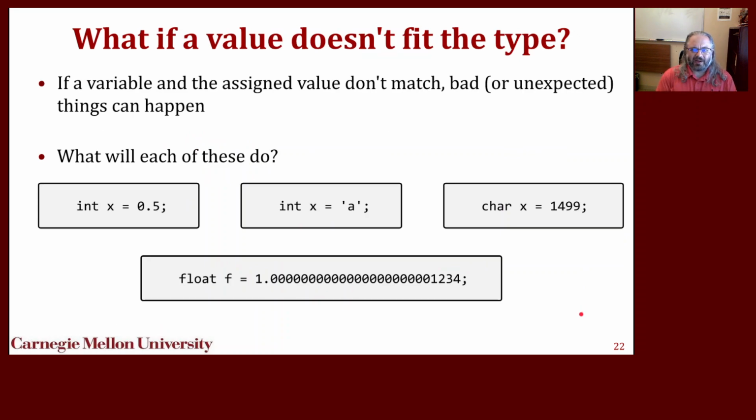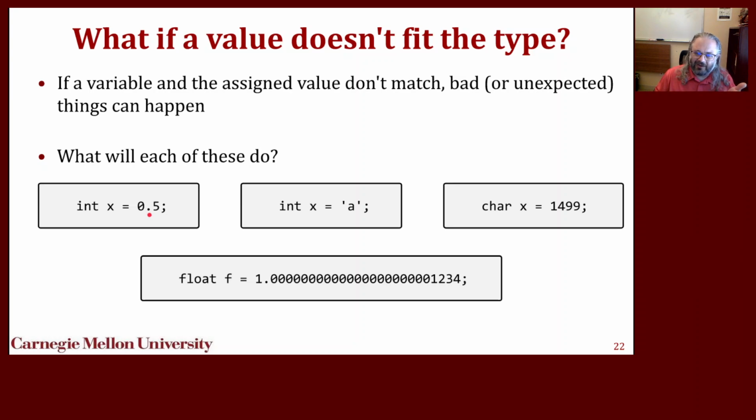So the next question we can ask is, what if we assign a value that just doesn't fit the type of the variable that we're trying to assign the value to? So in each of these examples on the bottom, I've done something that's a little bit odd. In the first one, I'm saying declare an integer variable called x, and give it a value of 0.5. Well, 0.5 isn't an integer. So what is the compiler going to do? What's the actual value of x going to be?